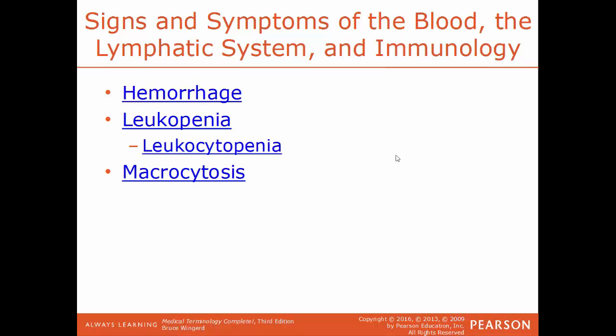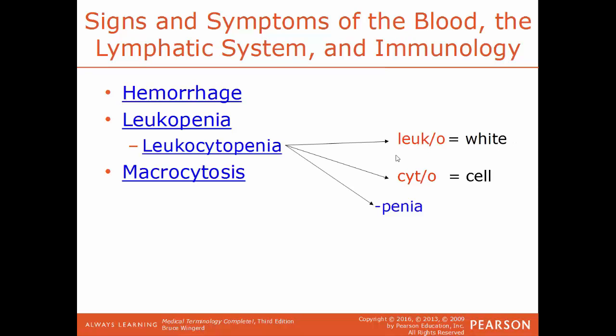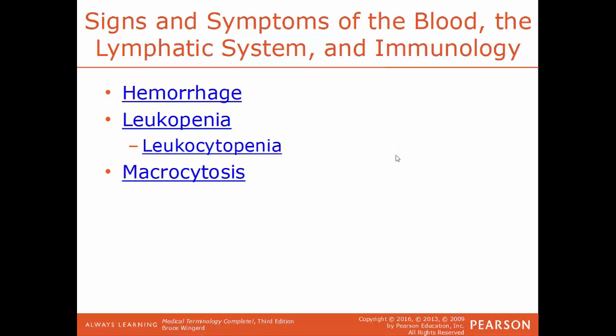And if we were to break this term down, leuko, of course, means white. Cyto means cell. And penia, the abnormal reduction of. Leukocytopenia and leukopenia both reference the same condition, a deficiency or an abnormal reduction of white blood cells. And last term on the slide, macrocytosis. This is a condition where red blood cells are much larger than they should be.